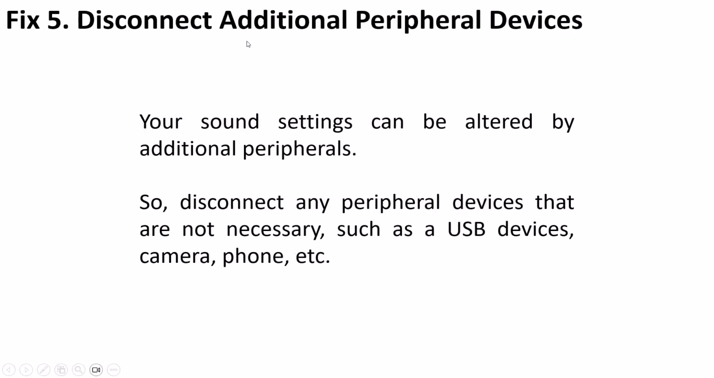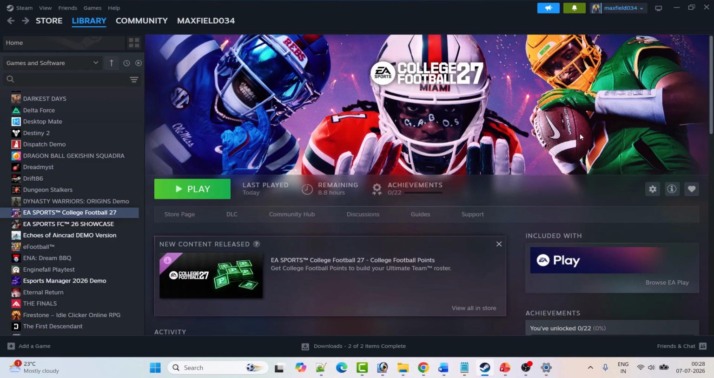Fix 5. Disconnect additional peripheral devices. Your sound settings can be altered by additional peripherals. So disconnect any peripheral devices that are not necessary, such as USB devices, camera, phone, etc. and then check. So by following these fixes, you can easily solve sound or audio issues in EA Sports College Football 27 game. So that's all for this video.